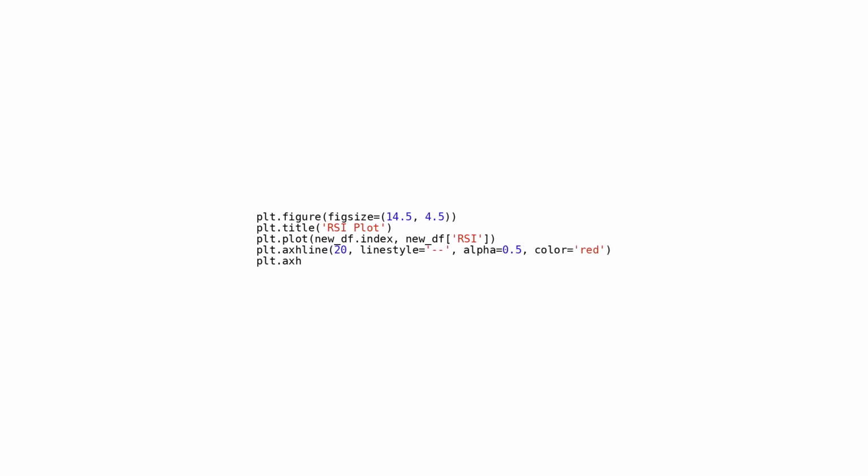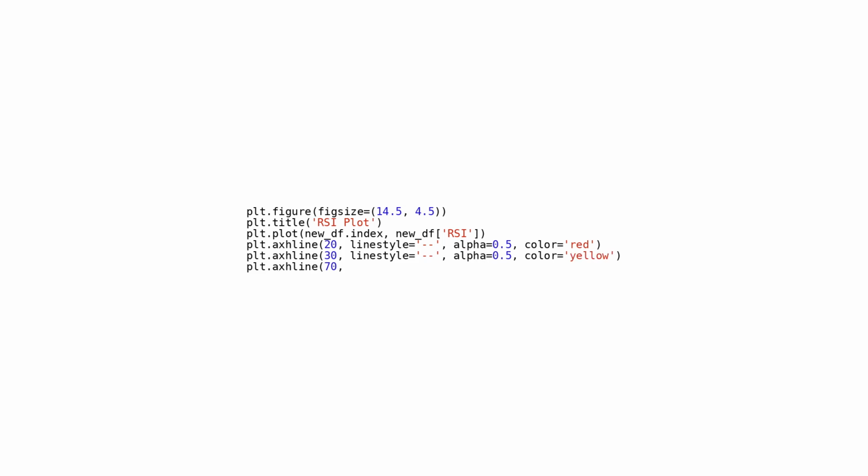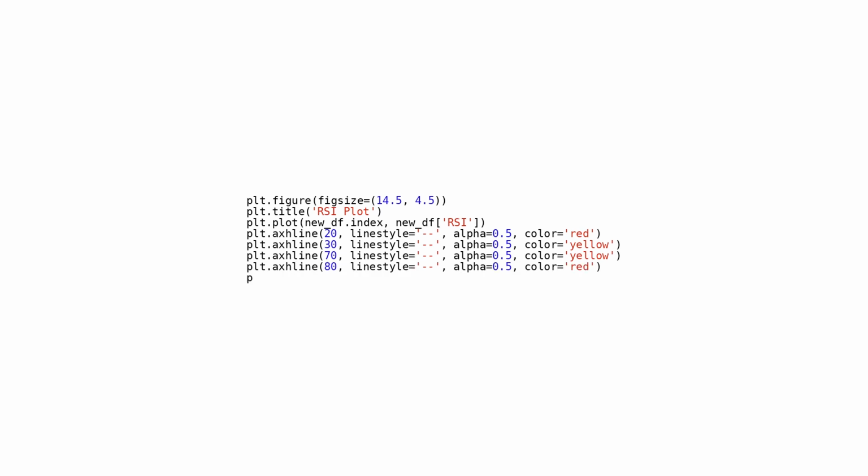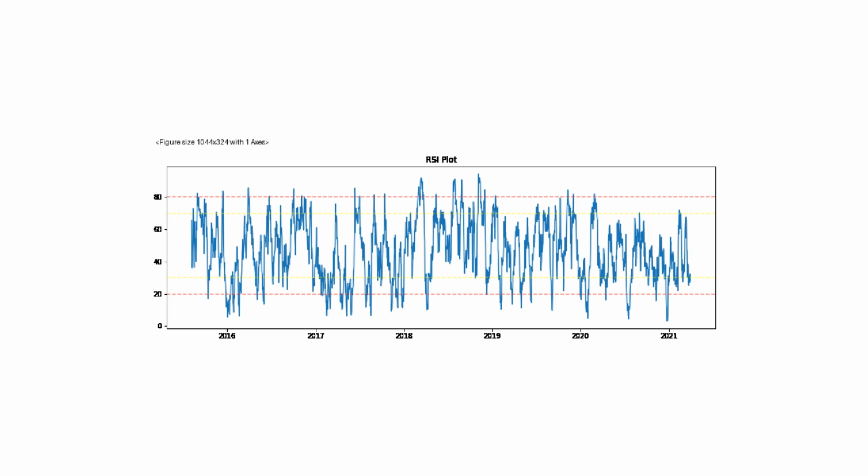This Python code creates a graph for the relative strength index, RSI, which is used in financial analysis. Each line of the code has a specific purpose, such as setting the figure size and title, and plotting the RSI values from a data frame onto the graph. Horizontal lines are also drawn at certain RSI values to represent oversold and overbought thresholds. The final result is a visual representation of the RSI over a time frame, with easily identifiable threshold levels.